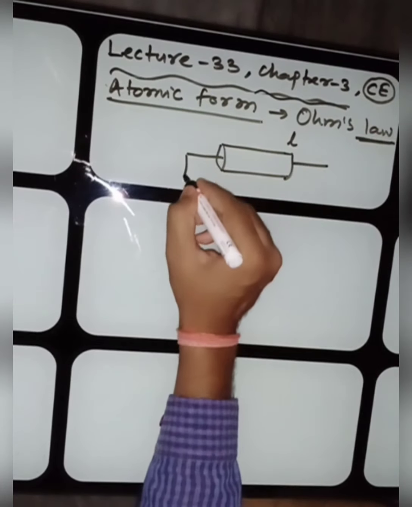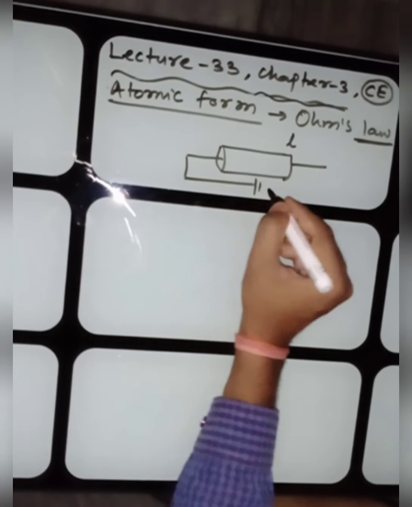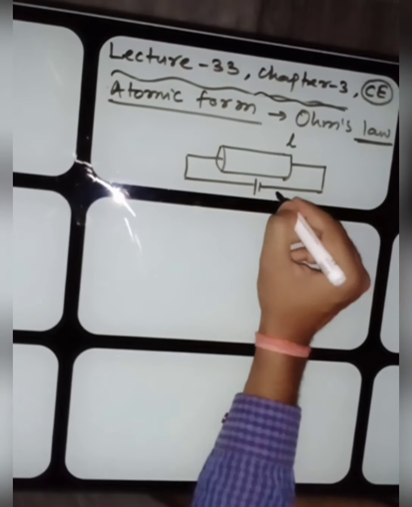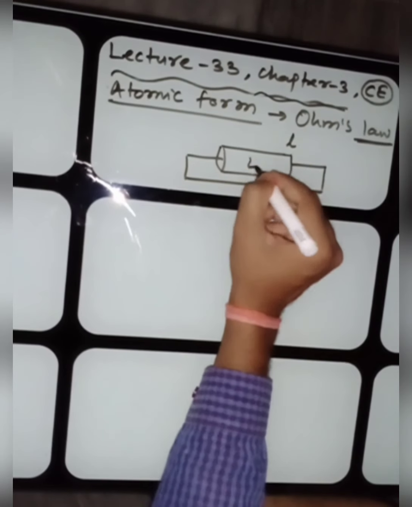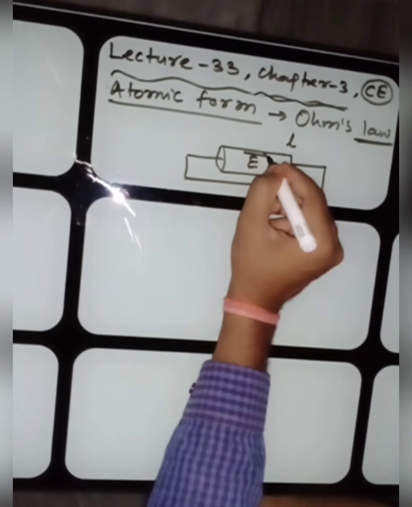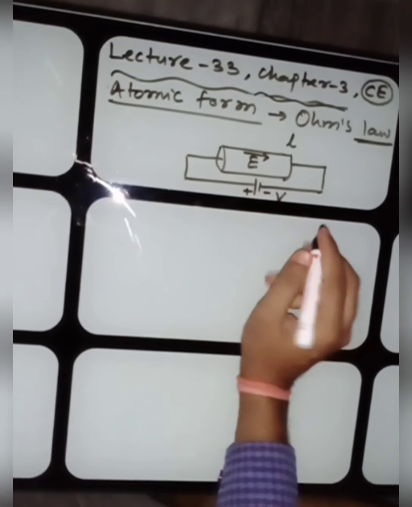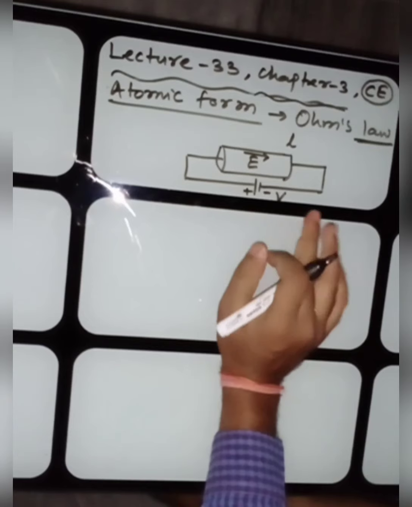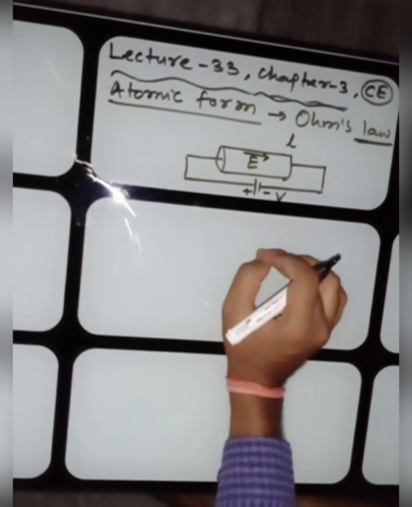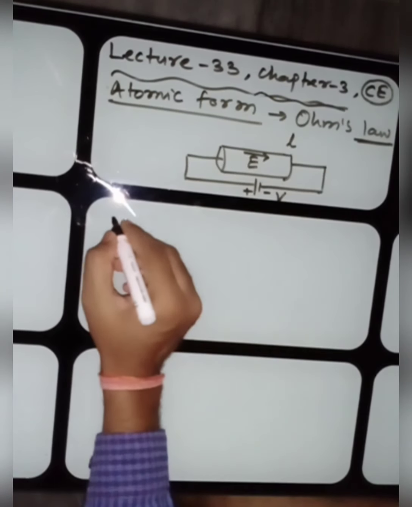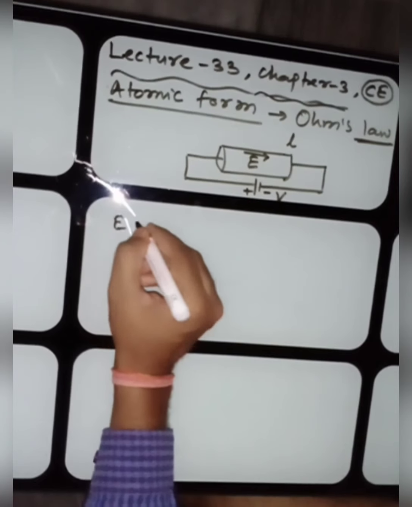Okay, and we have maintained this conductor at potential V. What does this potential do? It will establish an electric field E. Do you remember, my dear student, about the potential gradient? Yes, potential gradient, that is also called the electric field.